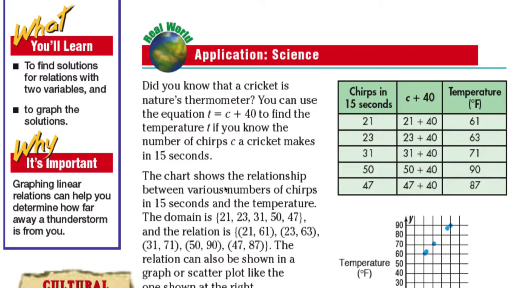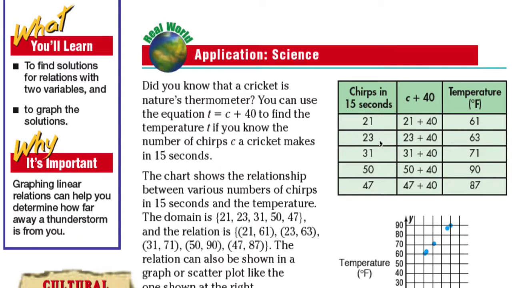Do you know that a cricket is nature's thermometer? You can use the equation T equals C plus 40 to find the temperature T if you know the number of chirps C a cricket makes in 15 seconds. Look at this chart. Chirps in 15 seconds. If the cricket makes 21 chirps in 15 seconds, you simply substitute 21 for C: 21 plus 40. The temperature is around 61 degrees.